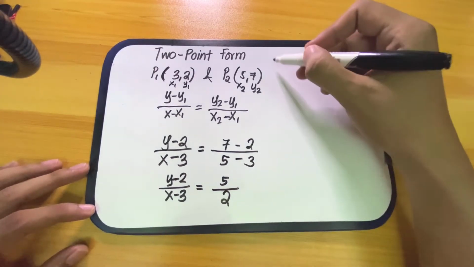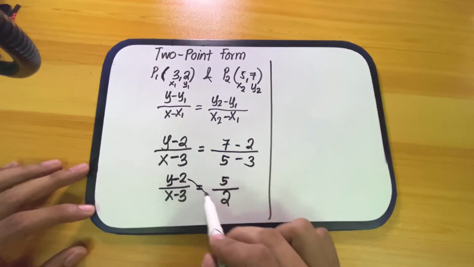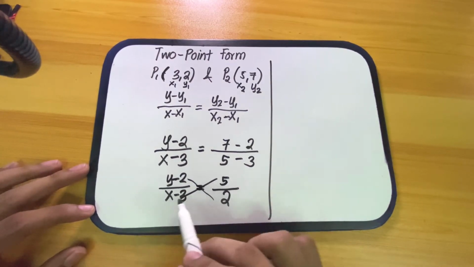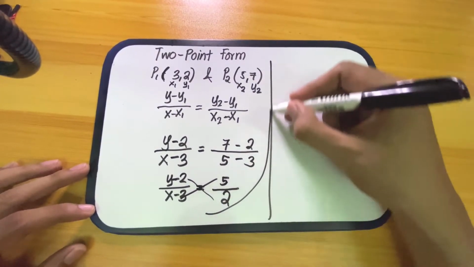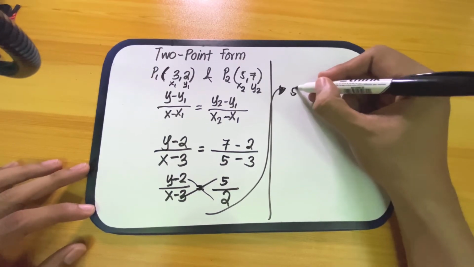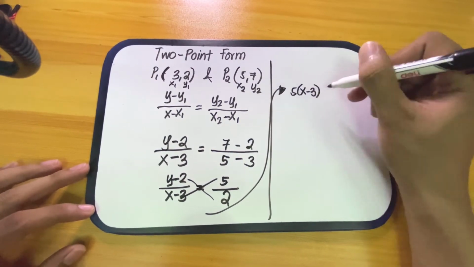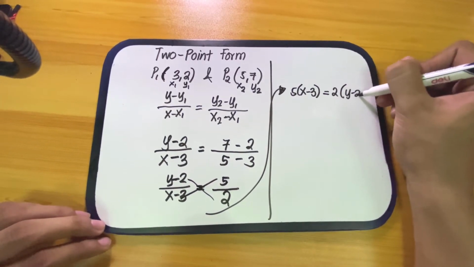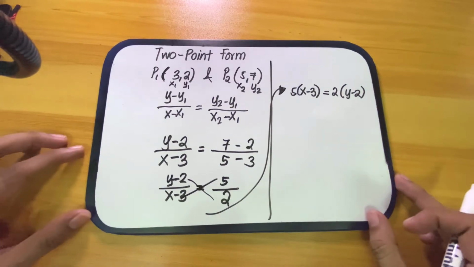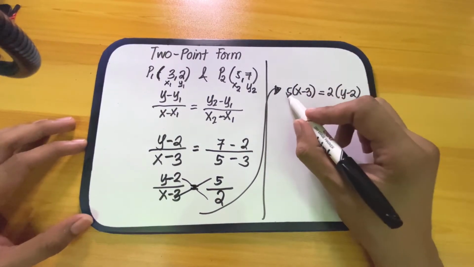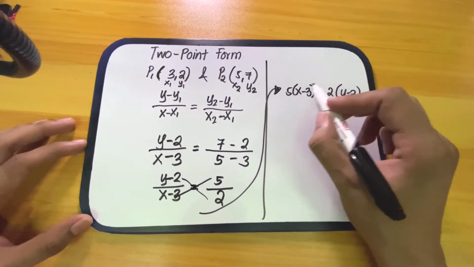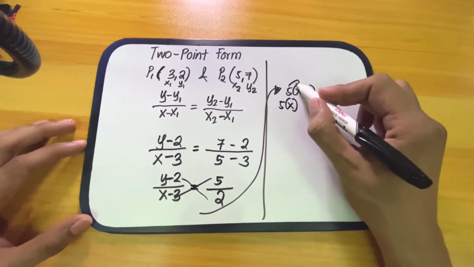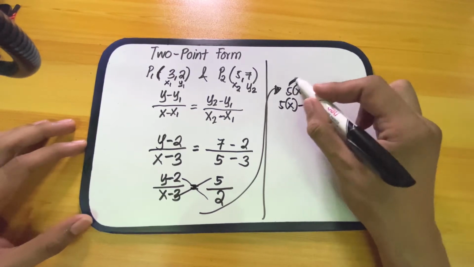Okay, the next is you can cross multiply. So this time you can cross multiply. Multiply 5 times x minus 3, then 2 times y minus 2. Okay, that is cross multiplication. Then multiply it by terms, so each term. By distributive property, 5 times x, then minus 5 times 3.